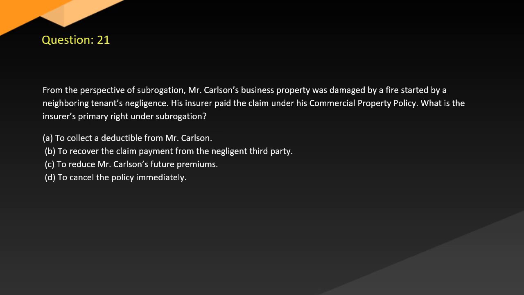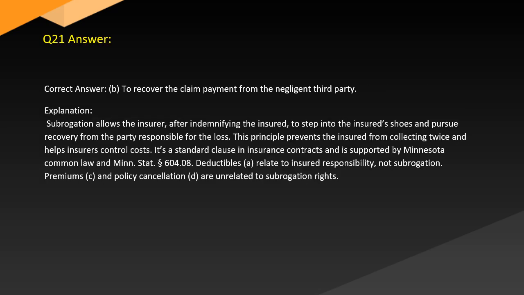Question 21. From the perspective of subrogation, Mr. Carlson's business property was damaged by a fire started by a neighboring tenant's negligence. His insurer paid the claim under his commercial property policy. What is the insurer's primary right under subrogation? A. To collect the deductible from Mr. Carlson. B. To recover the claim payment from the negligent third party. C. To reduce Mr. Carlson's future premiums. D. To cancel the policy immediately. Answer.